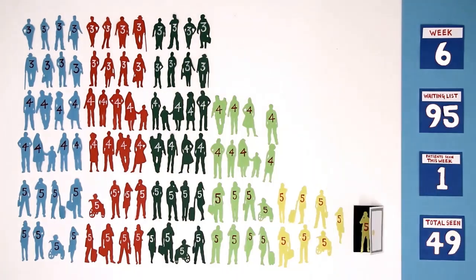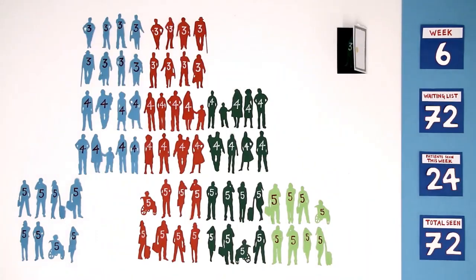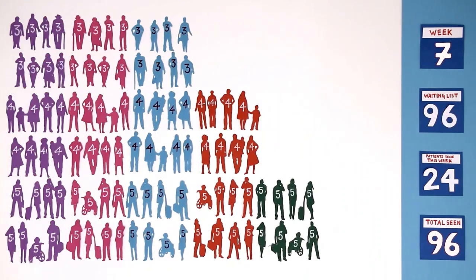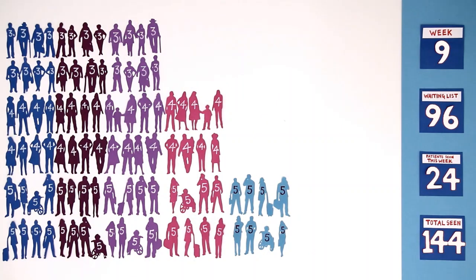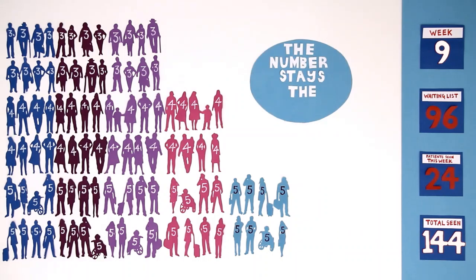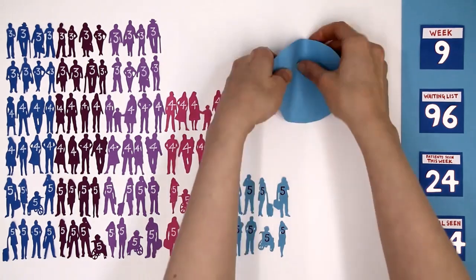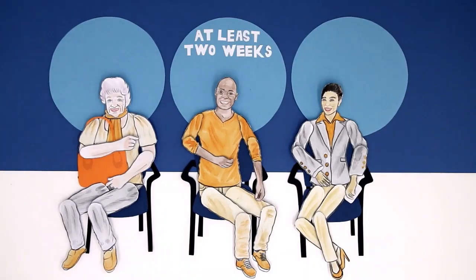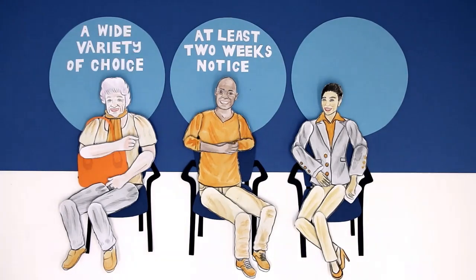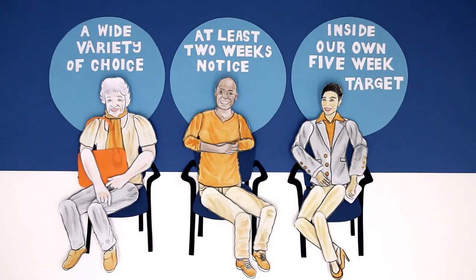Let's see what happens in week 6, when we add and see another 24 people, and in week 7, 8, and 9. As long as the number of people being referred and the number of people having their appointment stays the same, we have an ideal waiting list size of 96. We have arrived at a stable system, and we know that with a waiting list of 96 people, we can offer everyone at least 2 weeks' notice, a wide variety of choice, and see them all inside of our own 5-week target.